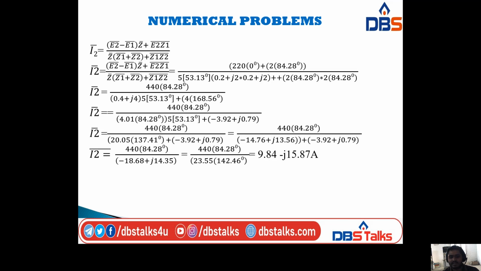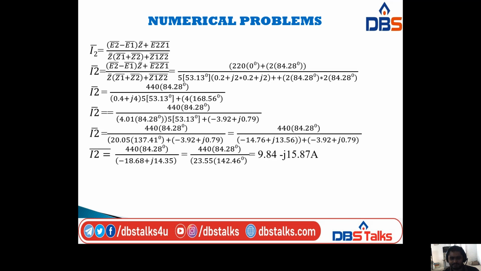So please substitute that one here. In the denominator, please convert this, multiply 4.01 into 5, that is 20.05 at an angle of 137.41, minus 3.92 plus J0.79. After converting this 20.05 at an angle of 137.41 into rectangular form, that is minus 14.76 plus J13.56, minus 3.92 plus J0.79. So after simplifying the denominator, we have minus 18.68 plus J14.35. Please convert this one into polar form, that is 23.55 at an angle of 142.46.